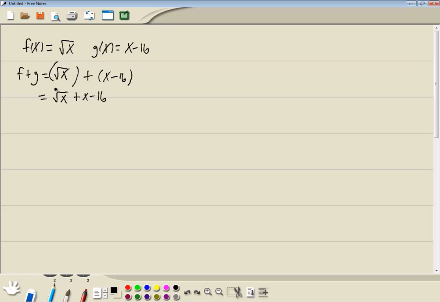Now, what is the domain of f plus g? Well, whenever you have a radical with an even index, your steps are to find the domain. You take what's underneath your radical, set it greater than or equal to 0, and solve it. Now, x greater than or equal to 0 is already solved. So to put it into interval notation, since there's a line underneath, then we'll put a bracket, and it's going to positive infinity.